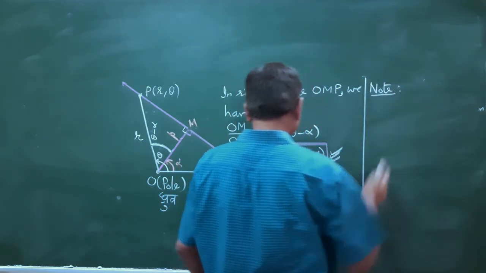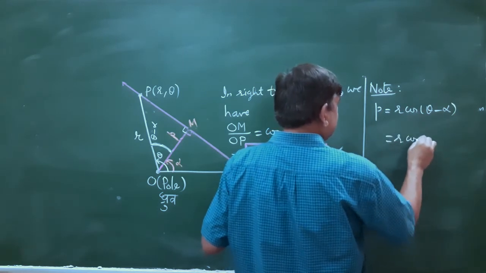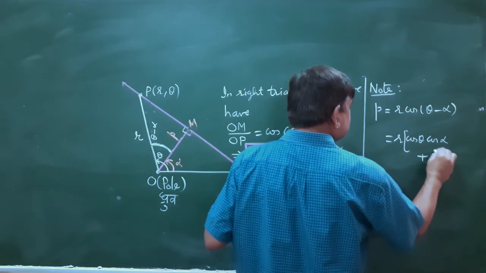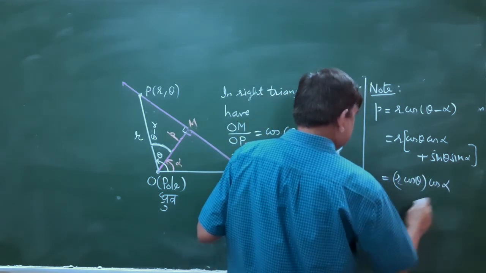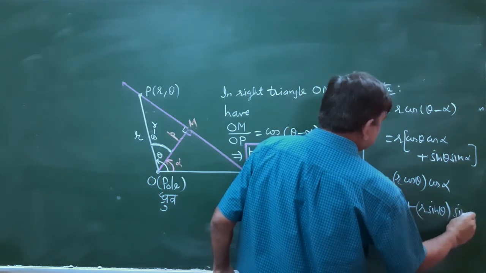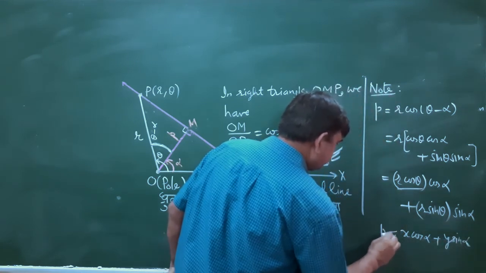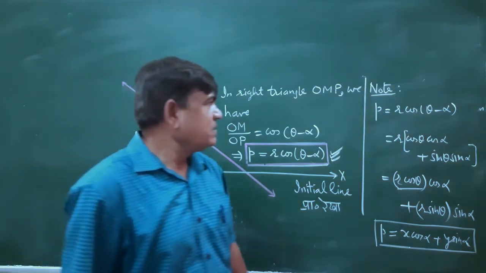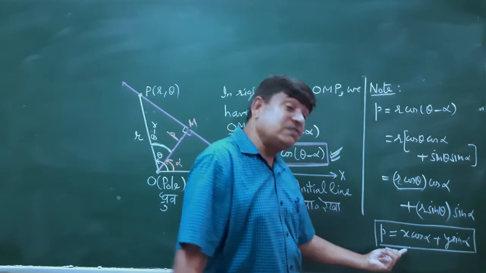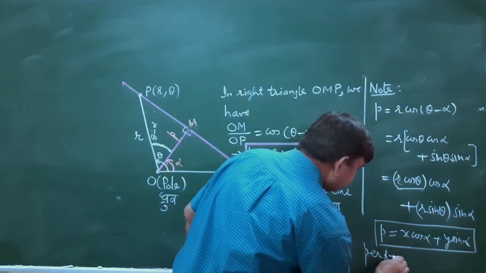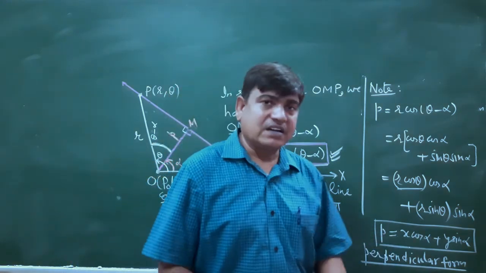One note. p equals r cos(theta minus alpha). This is r cos theta cos alpha plus r sin theta sin alpha, that is r cos theta into cos alpha plus r sin theta into sin alpha. And remember, this is x, so it is x cos alpha plus y sin alpha equals p. What did I do? I changed the polar equation into Cartesian form, which you studied in class 11th. It is called the normal form or perpendicular form of the equation of the line, but in Cartesian form.